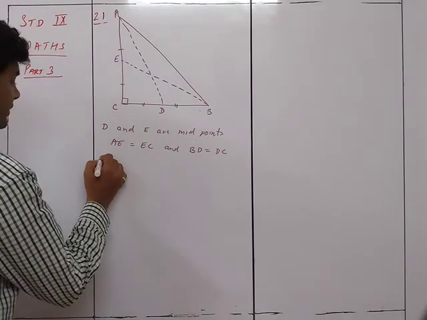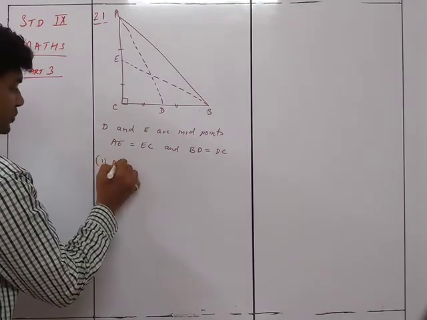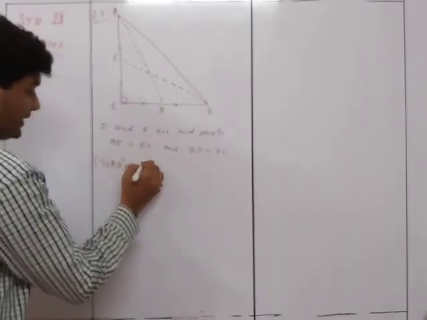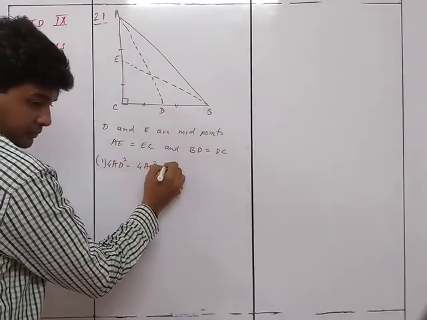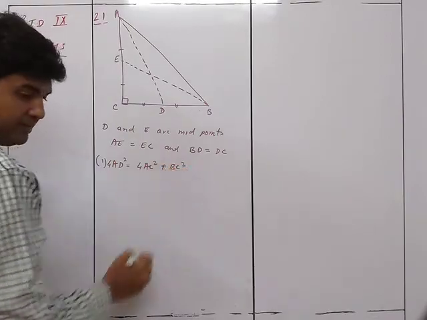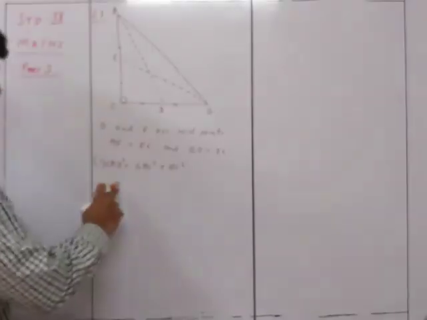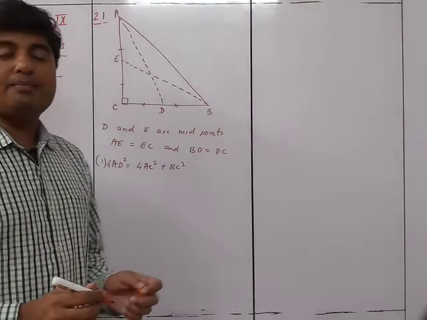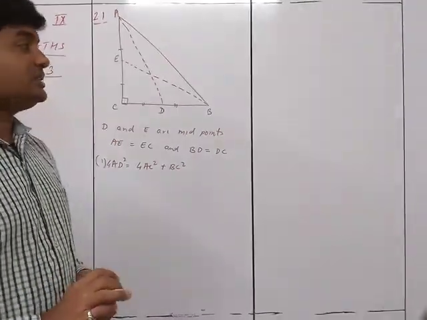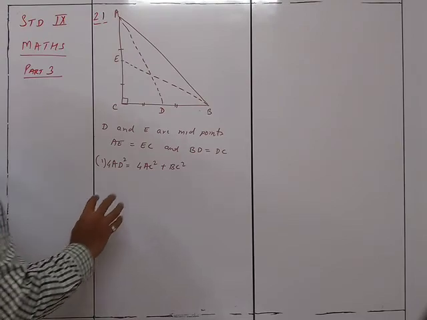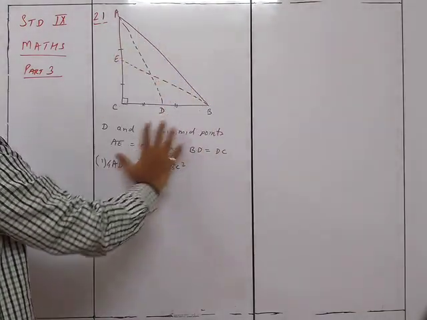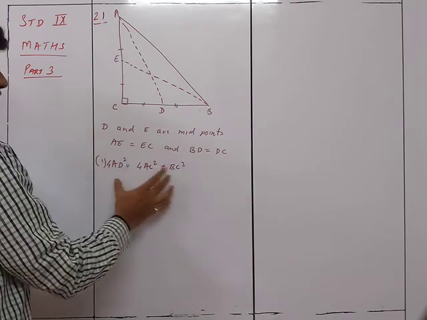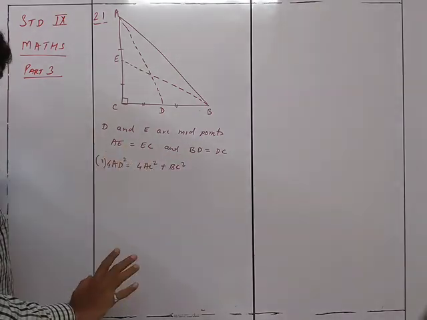We need to prove the first one, 4AD square is equal to 4AC square plus BC square. Okay, let's go one by one. We'll first complete this one. Whenever there is a sum like this, the first thing you need to do is use Pythagoras theorem, wherein we can have the maximum number of sides which are required to be proved.